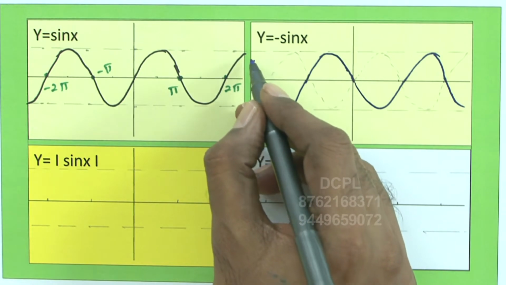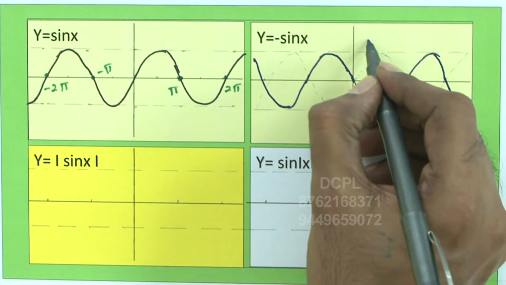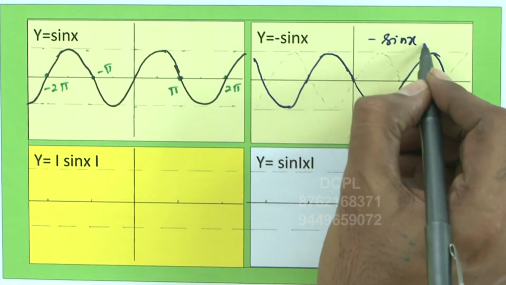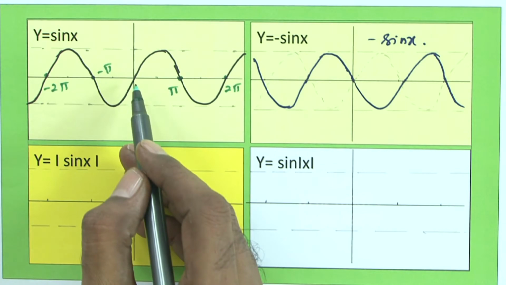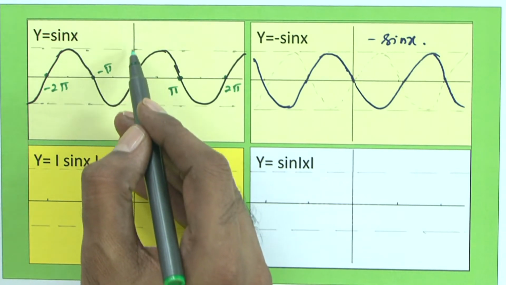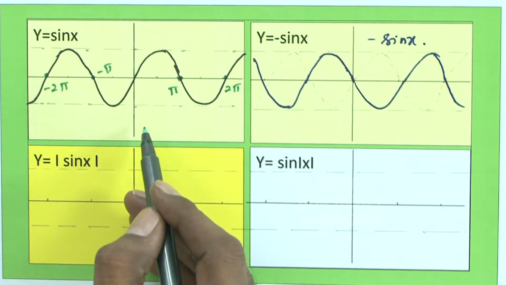I think you are understanding this. Right, this is the minus sin x graph. And how is sin of minus x, dear students? This is sin x. Sin of minus x is, use the y-axis as a mirror.